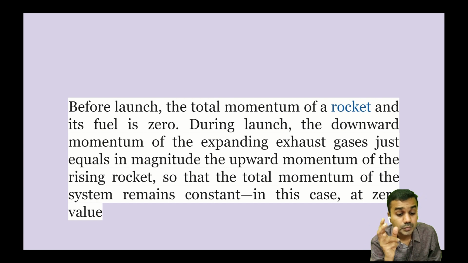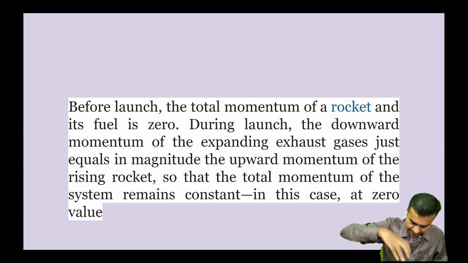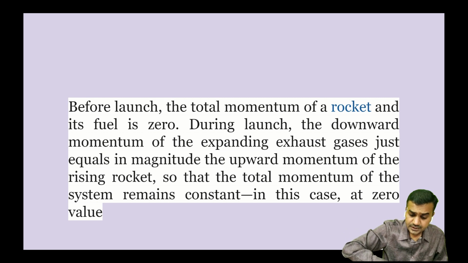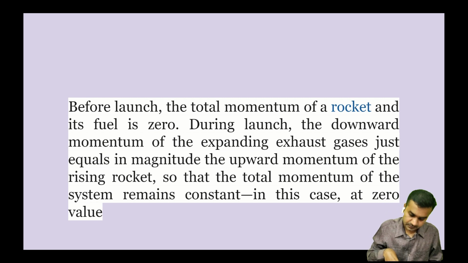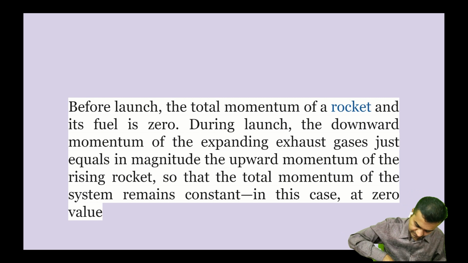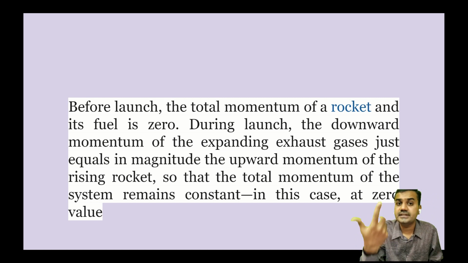Why does this rocket move? The downward momentum of the expanding exhaust gas just equals in magnitude the upward momentum of the rising rocket. So when the exhaust gas applies a certain momentum on the earth, conservation of momentum says that the momentum before collision should be the same as the momentum after collision. What is the momentum before collision? It should be zero. And after collision? It is also zero. Therefore, the momentum the exhaust gases apply on the earth should be the same as the momentum gained by the rocket in the upward direction. The momentum of the rocket is upward, the momentum of the exhaust gas is downward. They should be equal in magnitude, so that the total momentum again becomes zero.